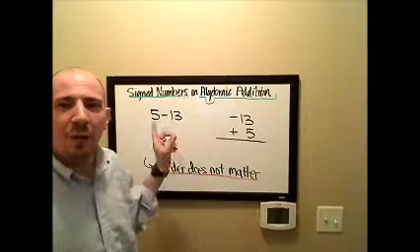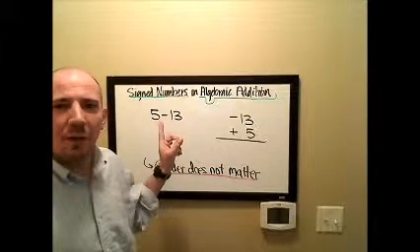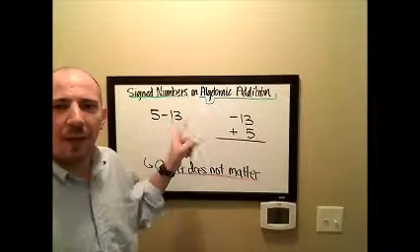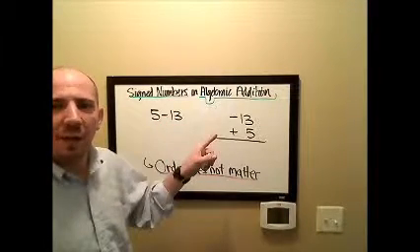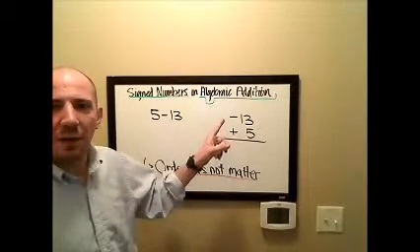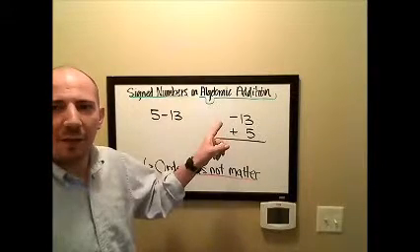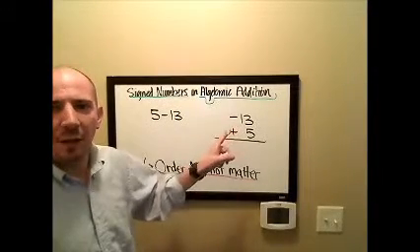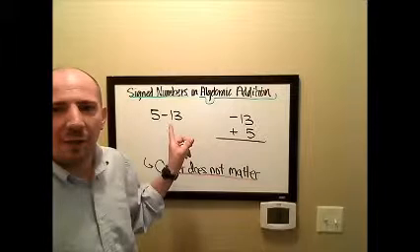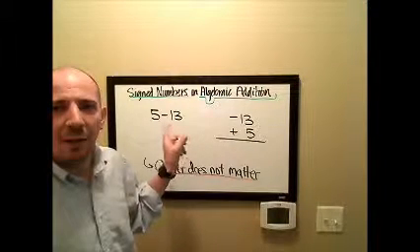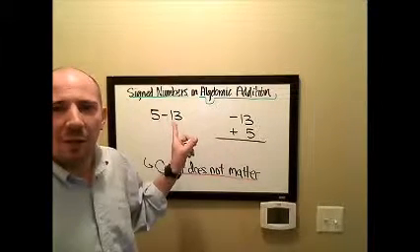Okay, off to another example. This time I'm going to do 5 minus 13. Now, because it's algebraic addition, not arithmetic, I can set it up like this, and I can say -13 plus 5. You see, this means the same thing. -13 plus 5, or the opposite of 13 plus 5.